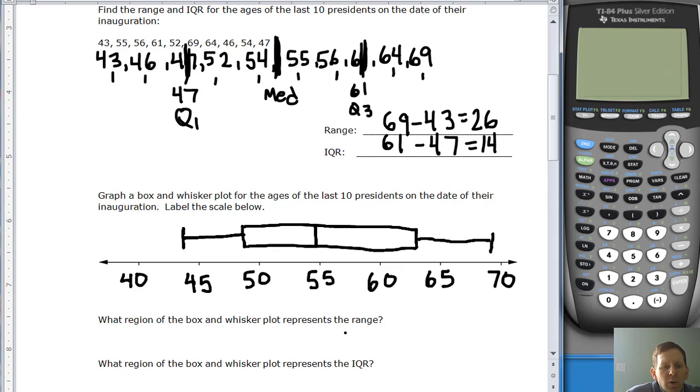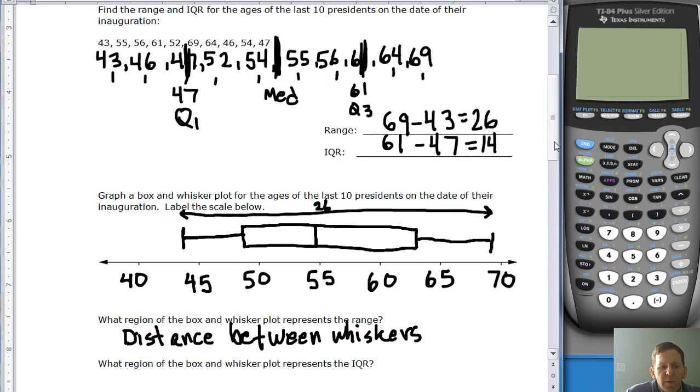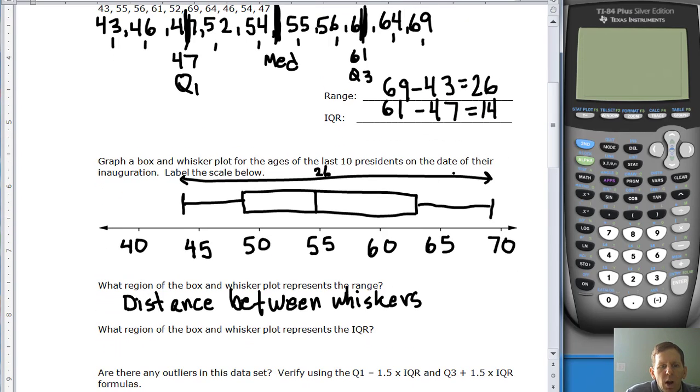What region of the box and whisker plot represents the range? The range is 26, and that's the distance from the minimum to the maximum. So if you're thinking from whisker to whisker, from here all the way across to here, that's where this 26 comes from. That's the distance between the two whiskers. When it asks what region of the box and whisker plot represents the IQR, the IQR is 14. That's the distance from Q1 to Q3. So that would be this distance here, which is the length of the box. The length of the box is 14.